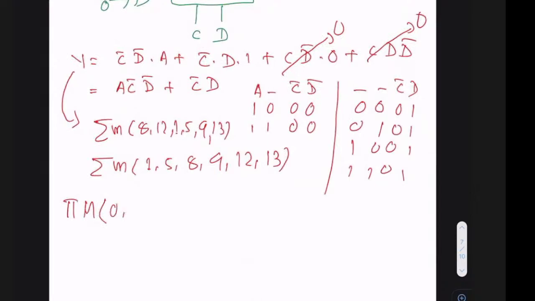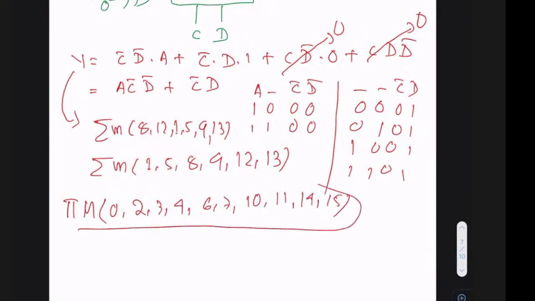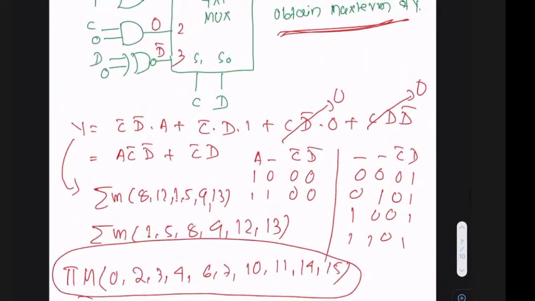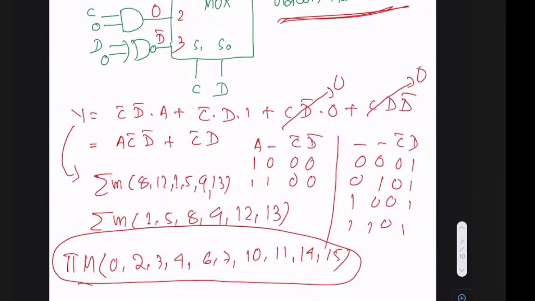0, 1 is present, 2, 3, 4, 5 is present, 6, 7, 8, 9 present, then 10, 11, 12, 13 present, then 14 and 15. So 0, 2, 3, 4, 6, 7, 10, 11, 14, 15. These are the corresponding max terms. Or they may ask how many max terms are there. If the number of min terms is 6, the number of max terms should naturally be 10, because the total should be 16.